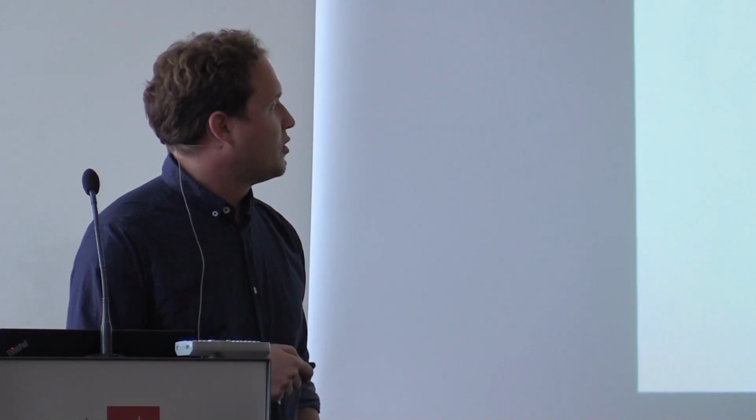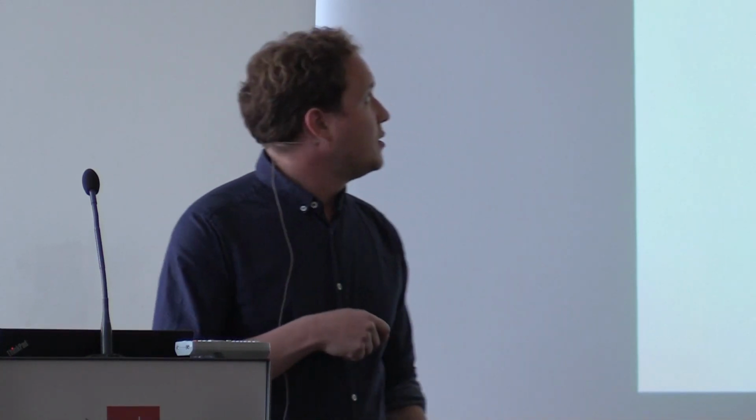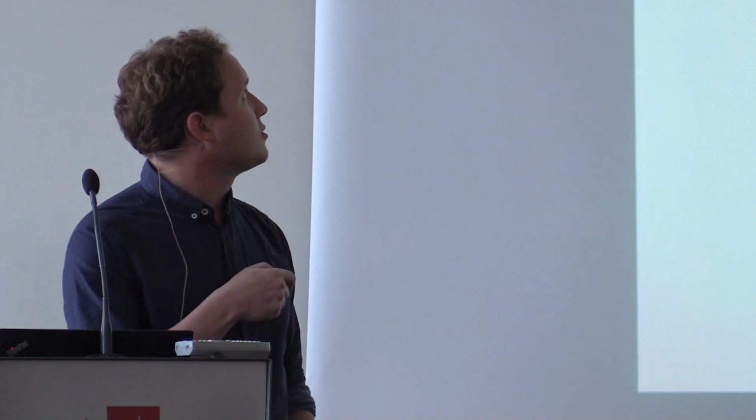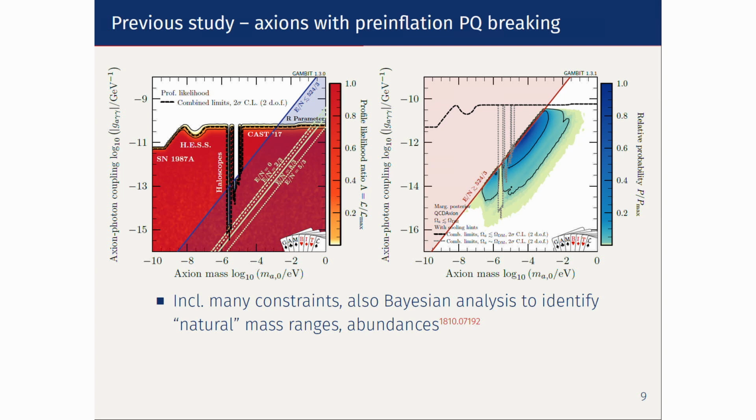Since I'm an axion guy, I just want to give an example from previous work from one of my own studies, in which we looked at the pre-inflationary scenario and did a classical likelihood analysis, a combined scan of all these likelihoods. We also looked at the Bayesian picture, because in that scenario you have a random initial angle or field value that we've talked about before. So you can implement this in the Bayesian paradigm to get the most probable regions for your parameters.